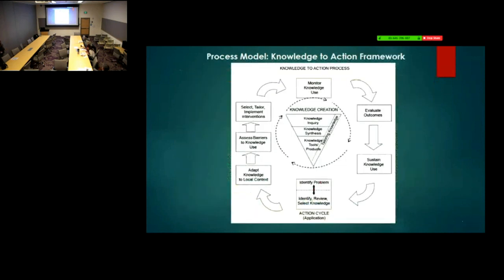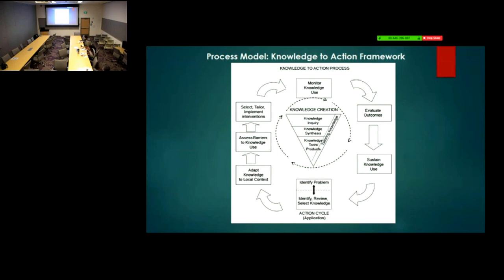Here's another framework. This one's from our buddies in Canada. In Canada, they don't call it D&I. They call it knowledge translation. That's kind of interesting. It's the same thing, just called knowledge translation. The difference with this model, which is called knowledge to action, is that it looks a little more QI-ish, doesn't it?